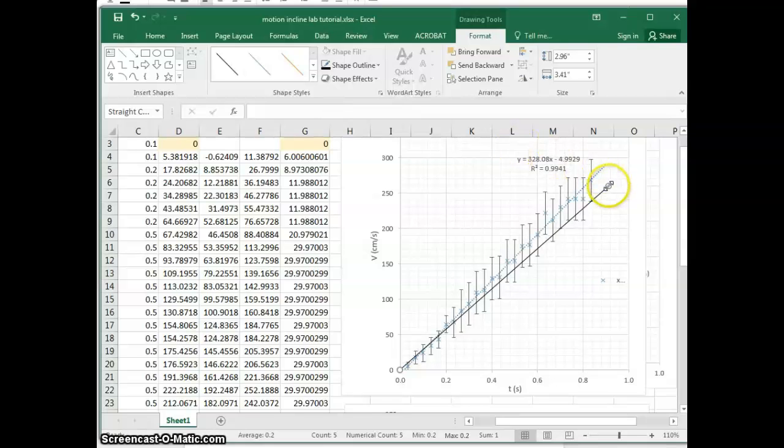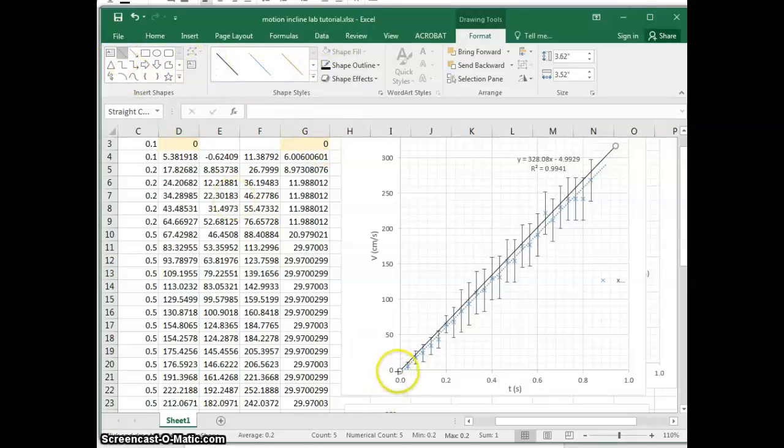Now I can hold this point here and see how steep a line I can draw through all these points that still lies within all the error bars. Right away I see I have trouble with this point up here and this one down here. Let's make sure this is at 0. If I try to draw the steepest one, it looks like that's about as steep as I can draw. I can also draw another line here.